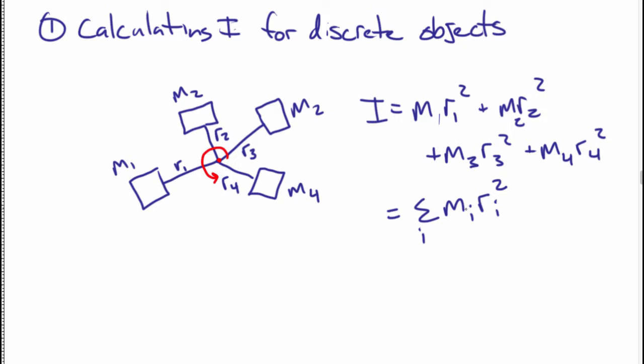Right? So no big deal there. The hardest part about doing this calculation is actually identifying the fact that you're dealing with what we would call a discrete object. For example, let's say I wanted to calculate the kinetic energy of the Earth as it orbits around the sun.